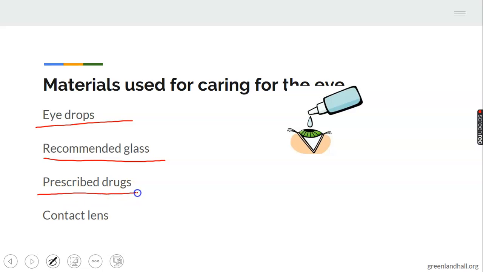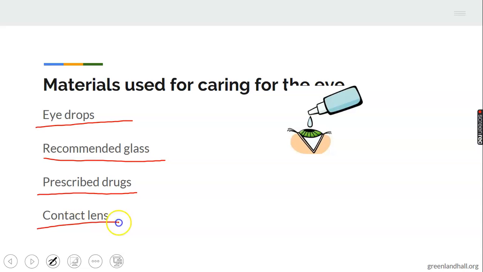Prescribed drugs. Don't self-medicate. What does that mean? Don't buy drugs on your own. Don't say, I think, mom, this drug should do it. Let me go and get a drug. No, it should be prescribed. Drugs being prescribed means it comes from an expert. In this case, the expert is your doctor, okay? A pharmacist. They are the ones that should prescribe what drugs you should use.